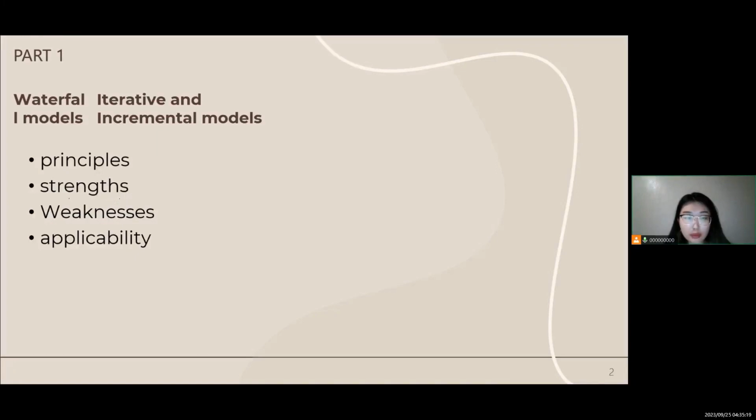And next is weaknesses. The partitioning into phases is inflexible and can be a poor match with some projects. It is difficult and expensive to respond to changes during the project. Feedback on the system developed is available very late in the process, and reacting to the feedback is slow and expensive. And the last is applicability.